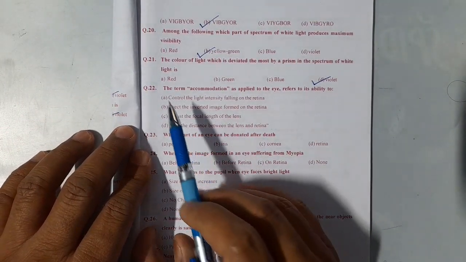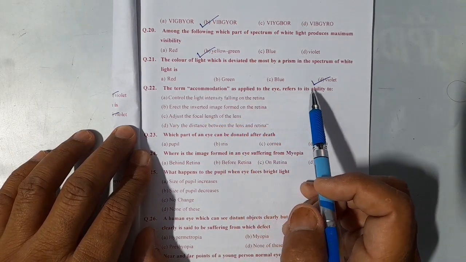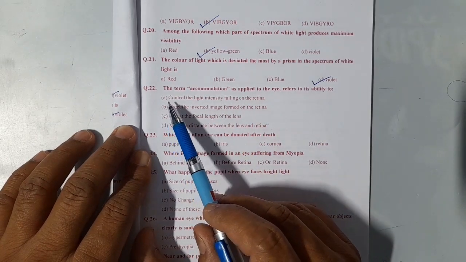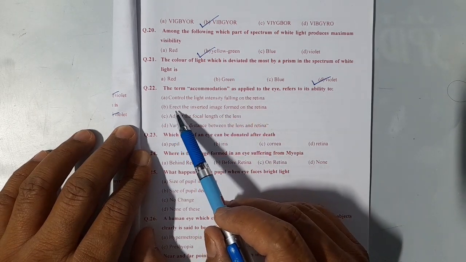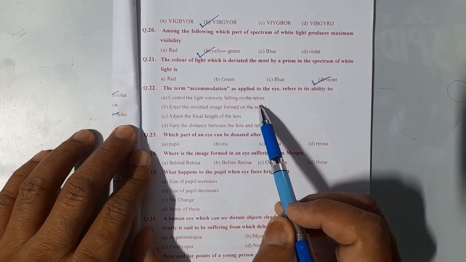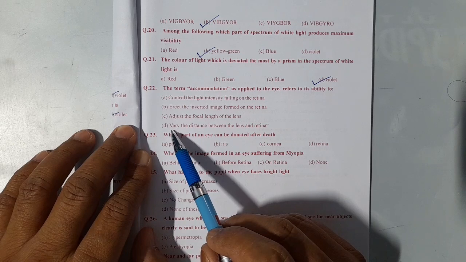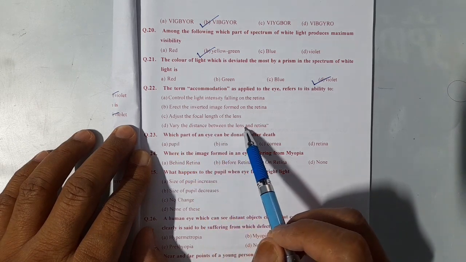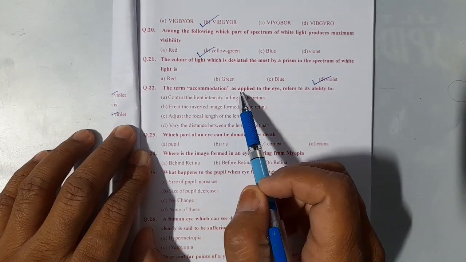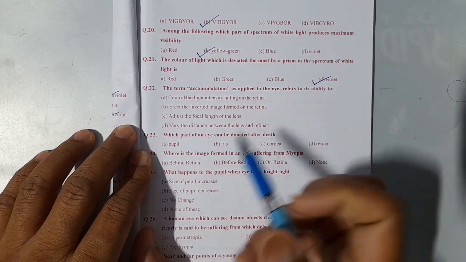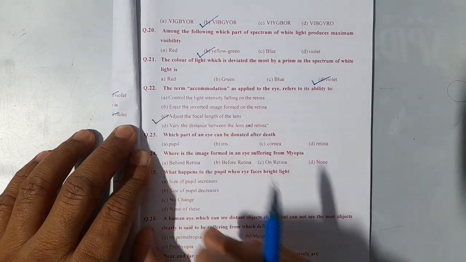Next question. The term accommodation as applied to the eye refers to its ability to option A, control the light intensity falling on the retina. Option B, erect the inverted image formed on the retina. Option C, adjust the focal length of the lens. Or option D, vary the distance between the lens and retina. So students, the term accommodation is applied to the eye. It refers to its ability to adjust the focal length of the lens. So option C is the correct option.